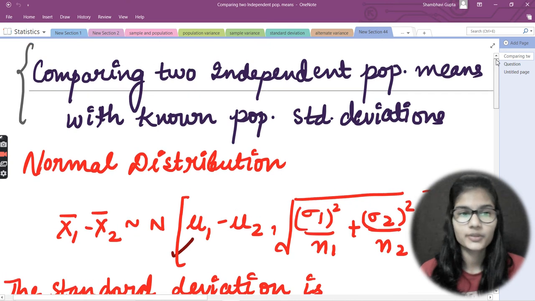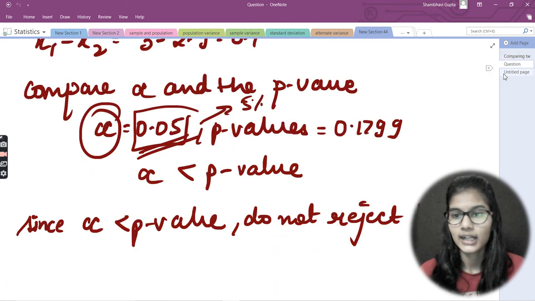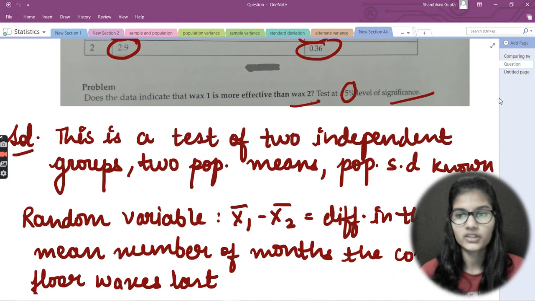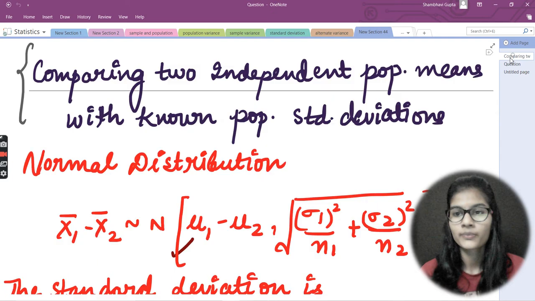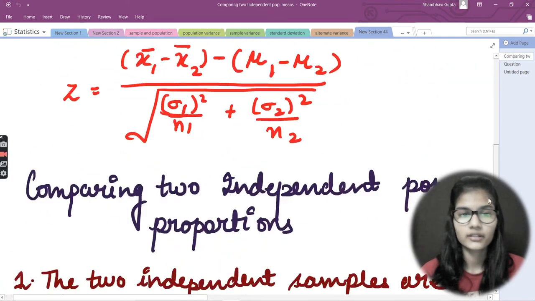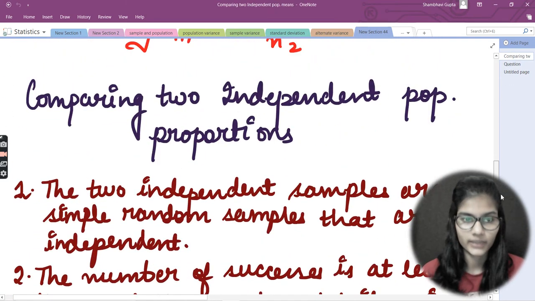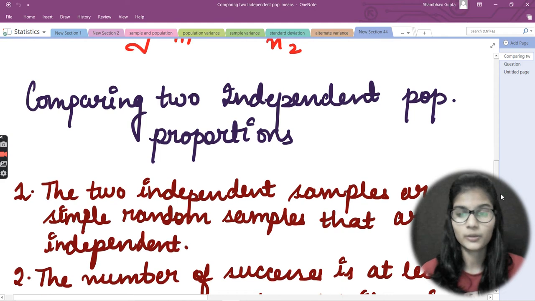So in the previous video we had seen a question regarding comparing two independent population means with the known population standard deviation. That was the particular question we solved in the previous video. So in today's video we are going to discuss comparing two independent population proportions.